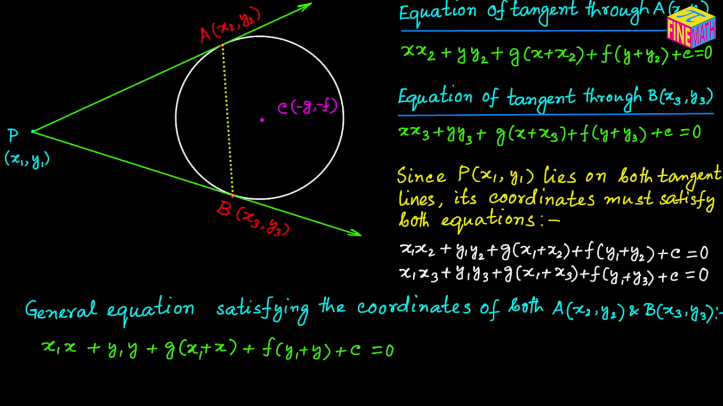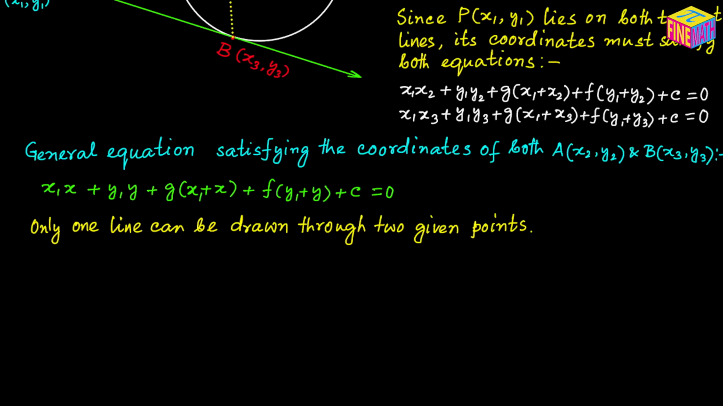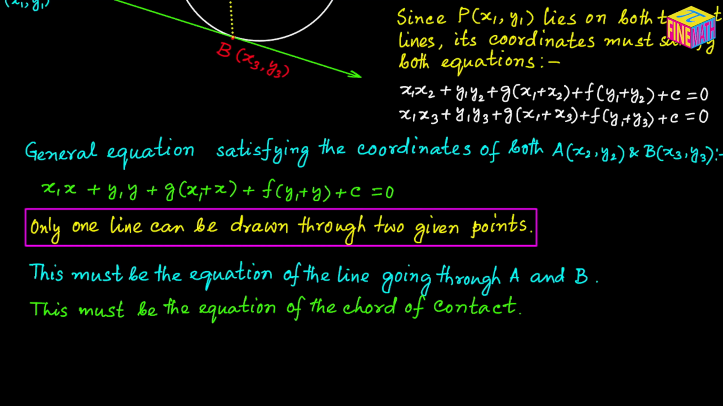That means from the two equations in white, I am able to come up with a general equation which is again a linear equation, and that would satisfy the coordinates of the 2 points A and B. Also, we know that we can draw only one line through two given points. That means through the points A and B, we can draw only one line. That means this equation that we are seeing in green color here must be the equation of the line going through the points A and B, which is nothing but the chord of contact in this case. So essentially, we have been able to come up with the equation of the chord of contact. And if we rewrite the equation, it is going to look like this.